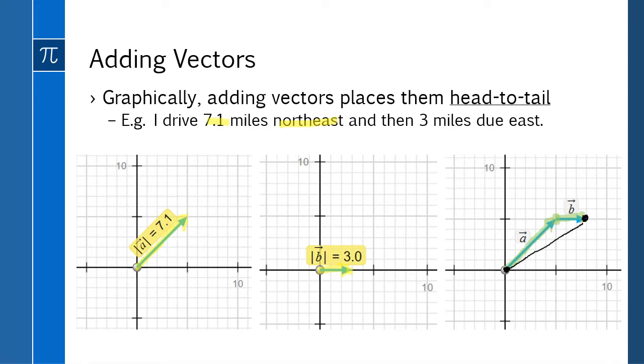Some people refer to this as an as the crow flies distance. If you didn't have to worry about roads or turns and could just go straight from point A to point B, what would be the most direct path to do that? Well, that would be the sum of the two legs of your drive. So this would be vector A plus vector B. So graphically, if you want to add two vectors together, you place them head to tail with one another.